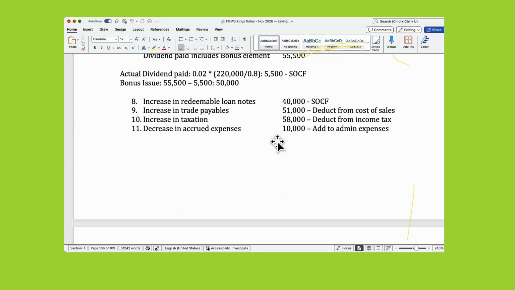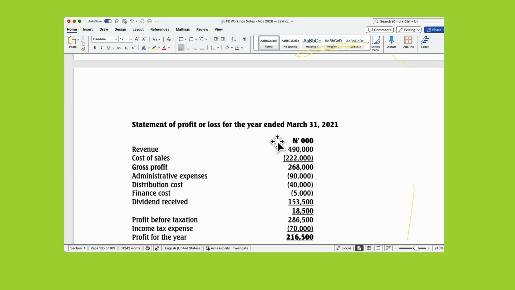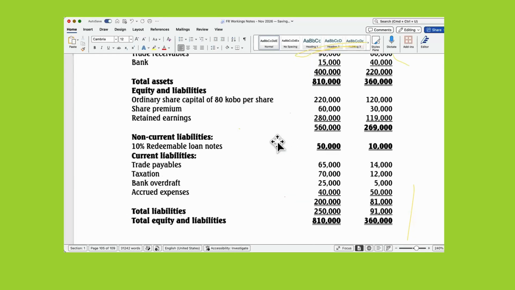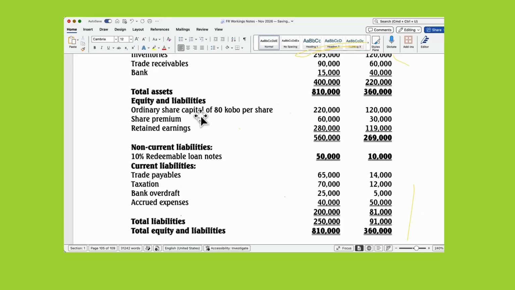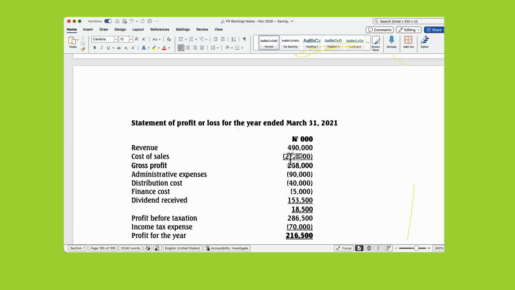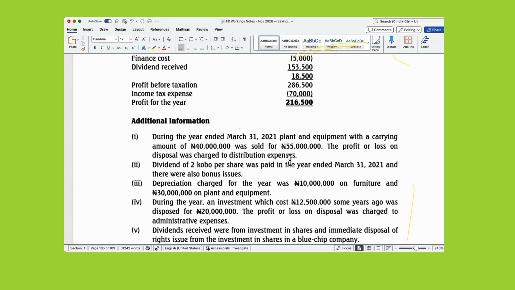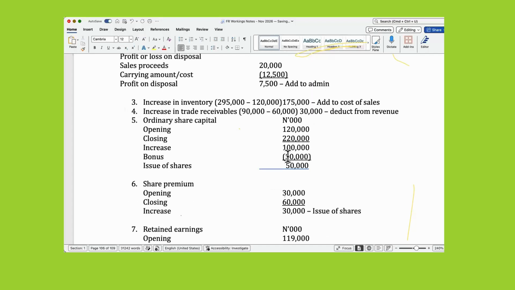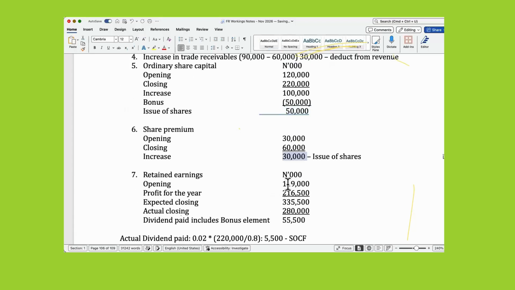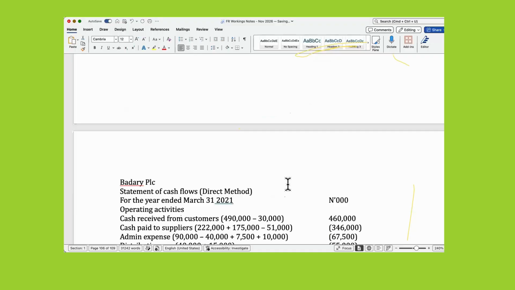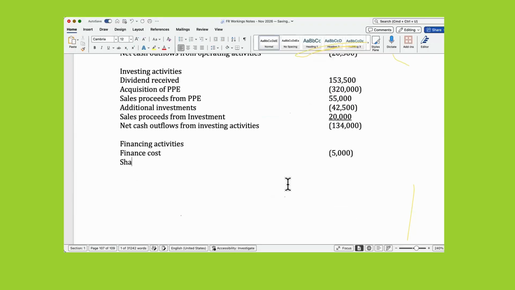After my finance costs, let me do my share capital. Share capital, share premium, dividend paid. So my share capital 50, share premium 30.